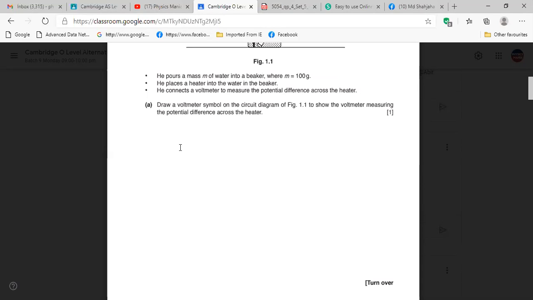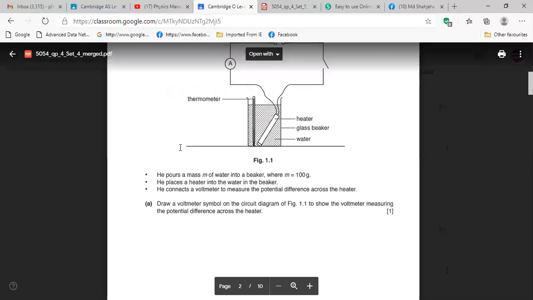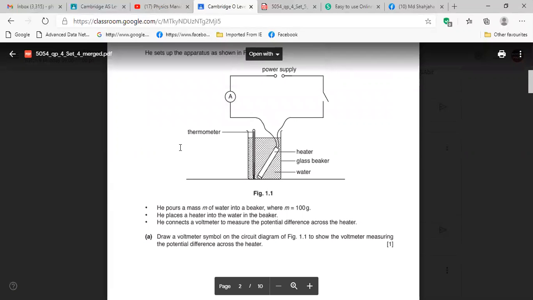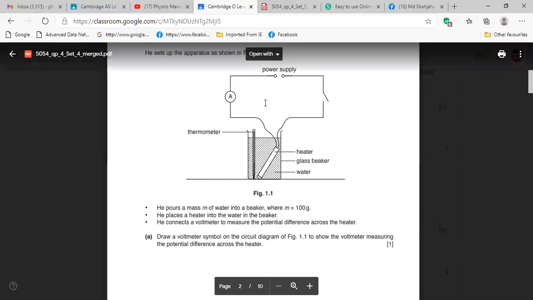How to draw it? Parallelly, across the heater, right? So across the heater means you should draw here. Here will be the voltmeter and here another part. So this way you connect it parallelly.